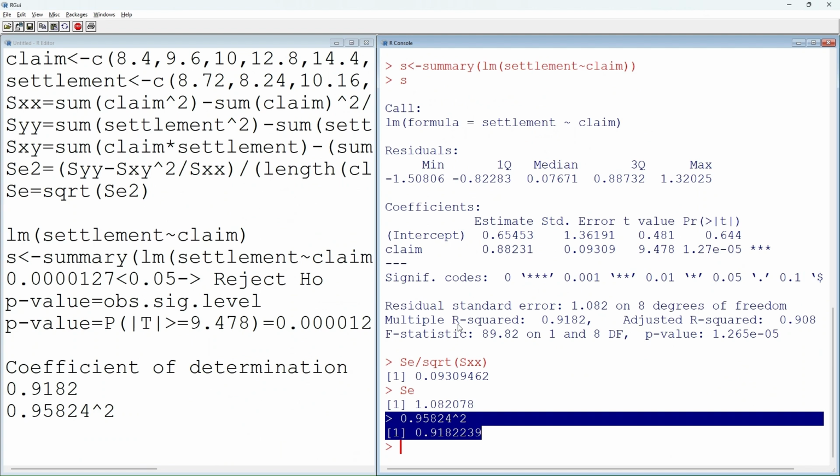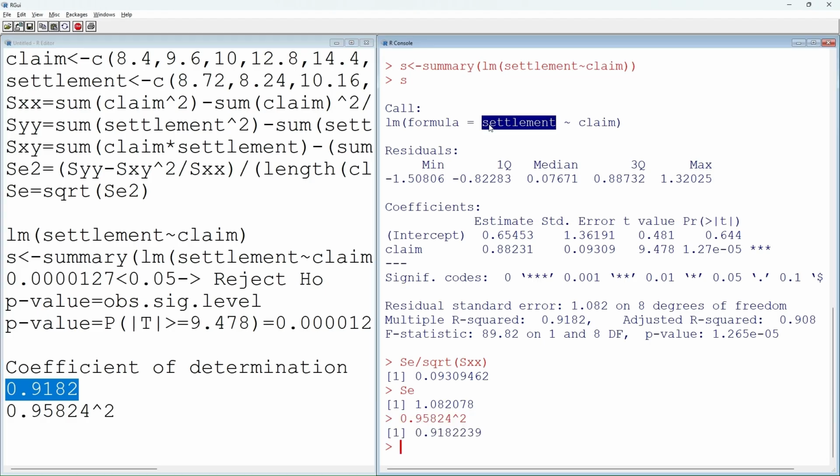Now, the question is, what does this mean? I think you already have an idea in the first semester, but I still mention it here just in case I did not talk about it. So the multiple r squared here refers to 0.918, which means 91.8%. I repeat, 91.8% of variation in settlement, that is in your dependent, is explained by claim.